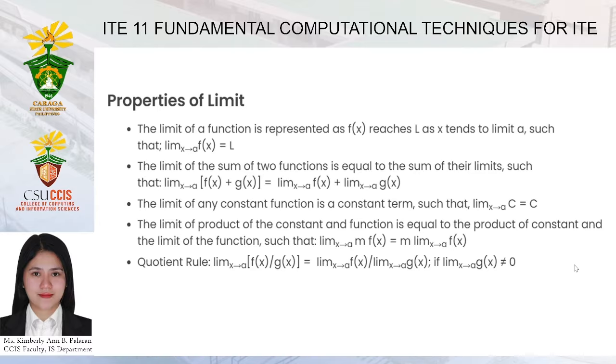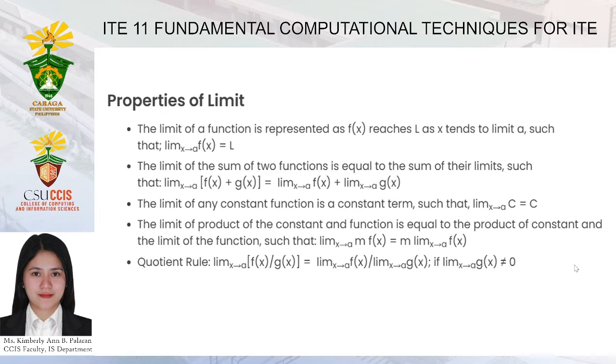As a review, here are the properties of limit. The limit of a function is represented as f of x reaches L as x extends to a limit a, such that the limit as x approaches a of f of x is equal to L. The limit of the sum of two functions is equal to the sum of their limits, such that the limit as x approaches a of f of x plus g of x is equal to the limit as x approaches a of f of x plus the limit as x approaches a of g of x. The limit of a constant function is a constant term, such that the limit as x approaches a, the constant is equal to the constant.